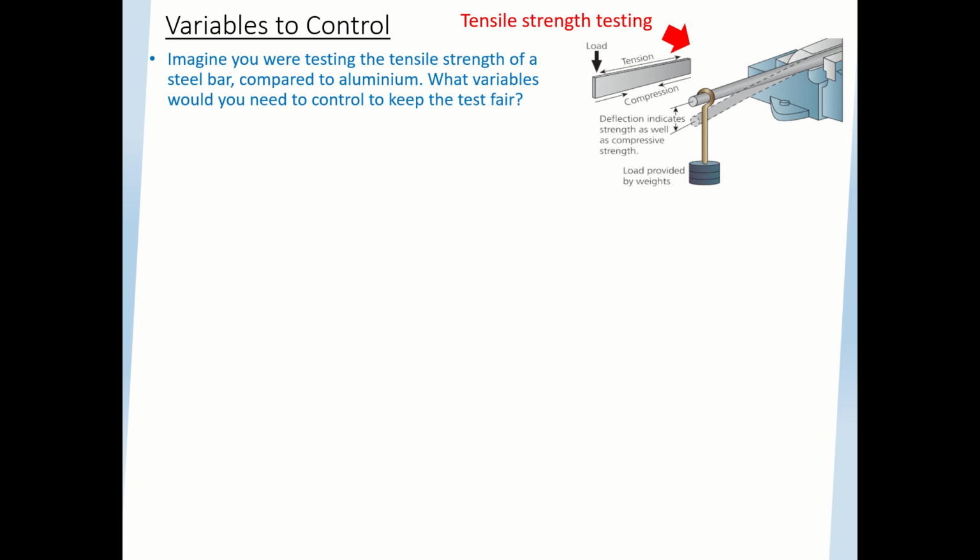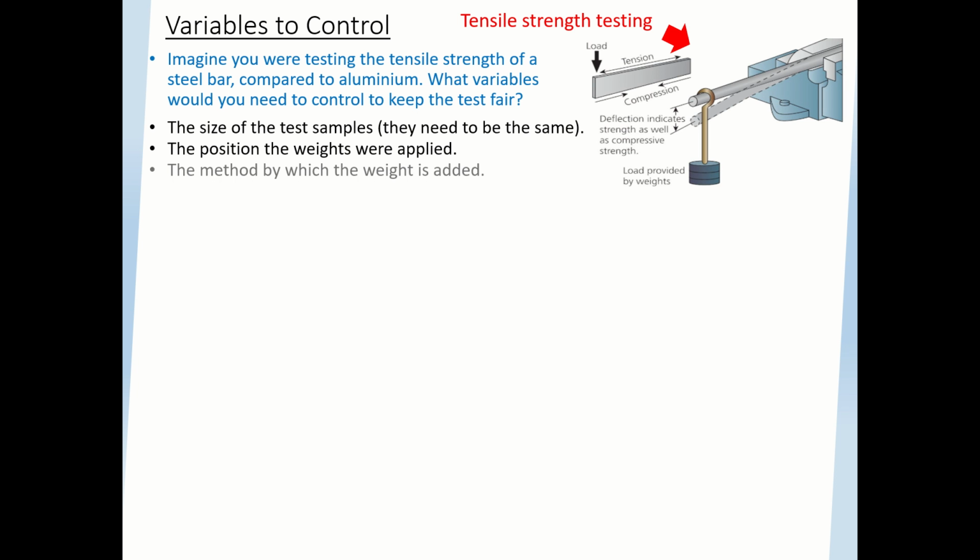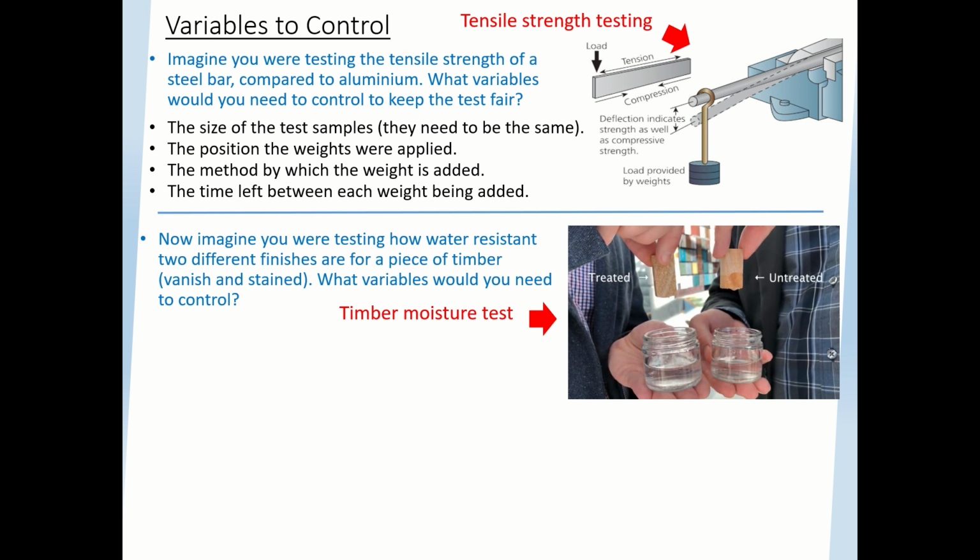So let's say you were testing the tensile strength of a steel bar compared to aluminium. One of the tests we'll discuss in a minute is a tensile strength test. You load the material into a vise, then hang weights and see how it deflects. So some variables you'd have to control there would be the size of the test pieces, the position of the weights, the method by which the weights are added. Are they dropped on or just added carefully? And the time left between each weight. If you can control all those things, you could get pretty comparable results there.